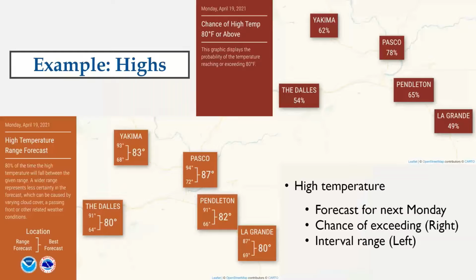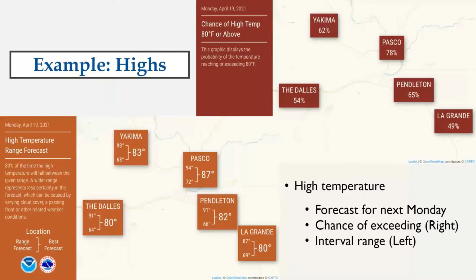So now here's another example of a probabilistic forecast. All this shows is the high temperatures for next Monday, from yesterday morning is when I got this. So this is a 7.5-day forecast, but basically what it's saying is, on the left-hand side in Pendleton, there's an 80% chance that the high temperature will fall between 66 degrees and 91 degrees, but the best forecast is the temperature of 82 degrees.